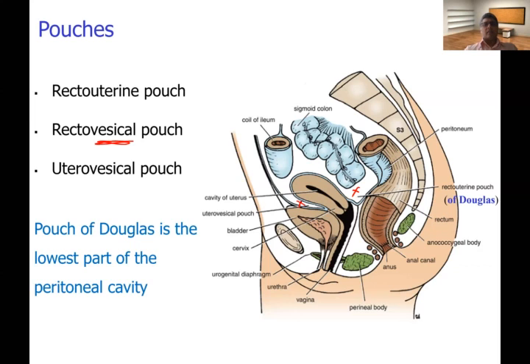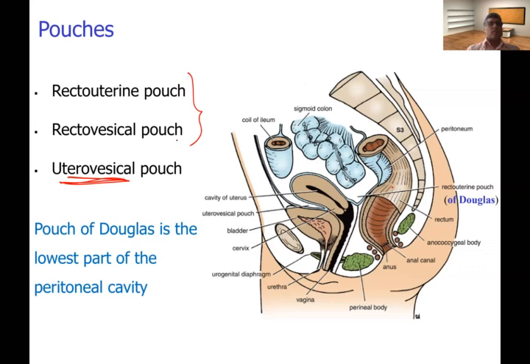In a male, since there is no uterus, you get, sorry, I confused. Okay, don't get confused. Now here it's like this. In a female, you get rectouterine, then uterovesical between the uterus and the bladder. In a male, since there is no uterus, you get rectovesical, between the rectum and the bladder. So that is this one. In a male, you get rectovesical pouch.